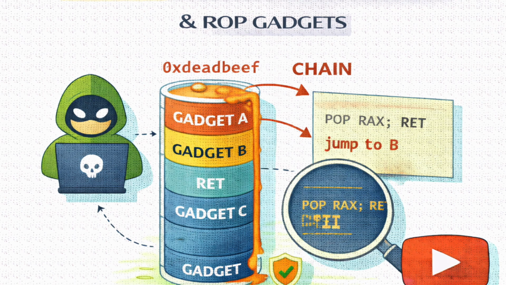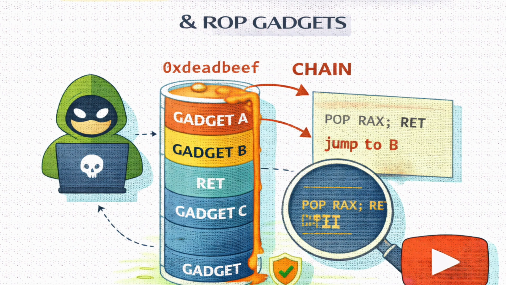So as an attacker, I can still crash your program. I can still jump to the stack. But if I try to smuggle in my own shellcode, the CPU just ignores it. It won't run. It's like trying to start a fire with wet wood. You have the fuel, but you've got no spark. So the old method is dead. You can't bring your own weapon.